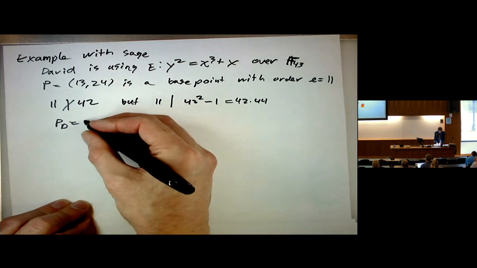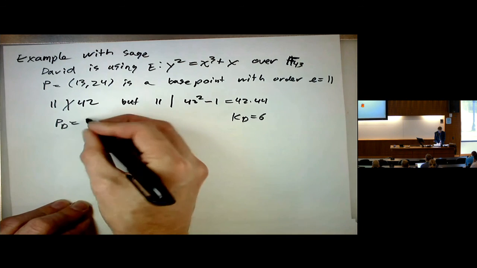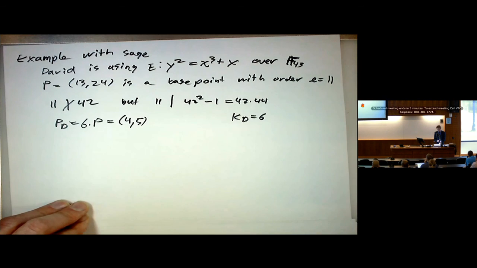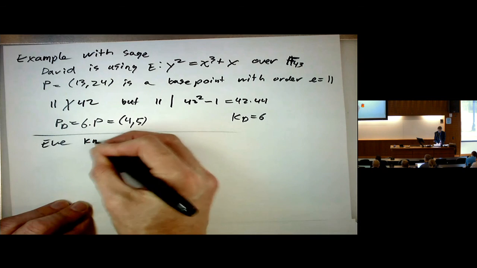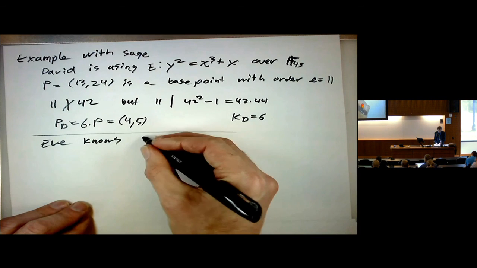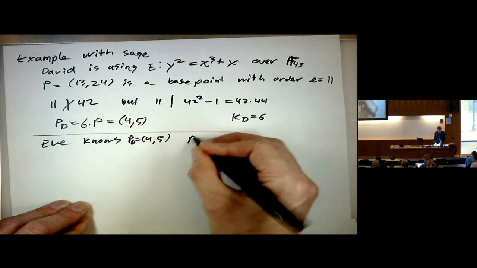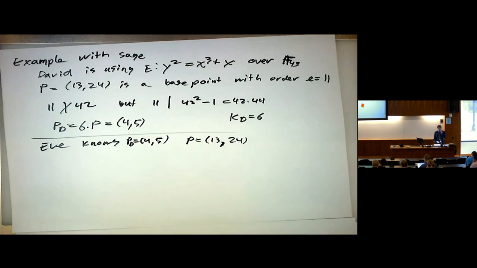David's private key is 6. Compute 6 times P, which equals (4, 5). Okay, so now Eve does not know 6 yet. Eve knows (4, 5), that's P_D, and she knows (13, 24). And she wants to extend to full 11 torsion.